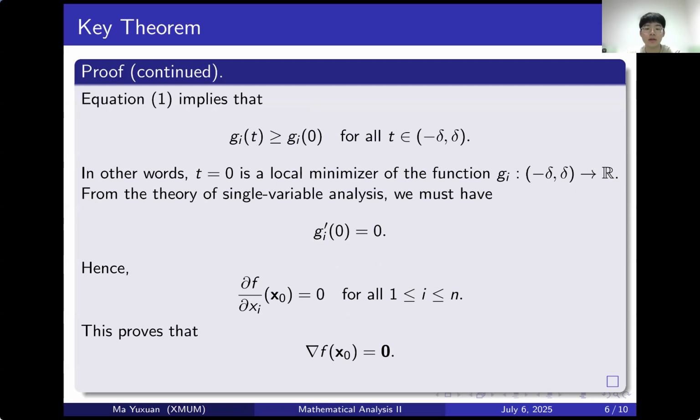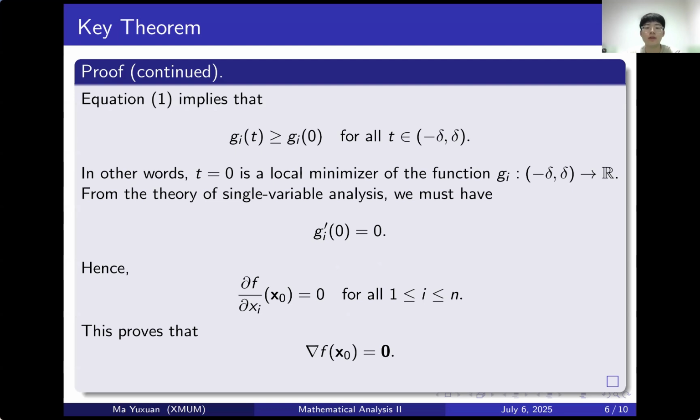The partial derivative with respect to x_i must be 0. And since this argument works for every coordinate direction i equal to 1, 2, to n, we conclude that the gradient of f is 0. So, in a sense, what we did was reduce a multivariable problem to a series of single variable problems. And we used the first derivative test, something familiar and intuitive, to reach our conclusion.